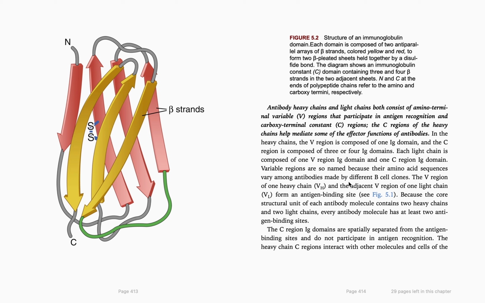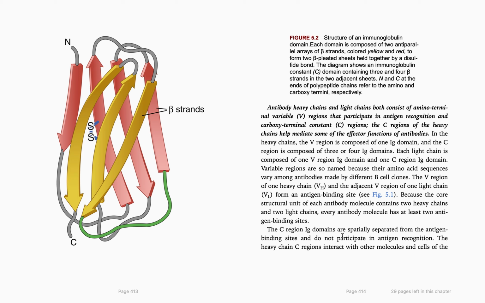Variable regions are so named because their amino acid sequences vary among antibodies made by different B cell clones. The variable region of one heavy chain and the adjacent variable region of one light chain form an antigen binding site. We already saw it in figure 5.1. Because the core structural unit of each antibody molecule contains two heavy chains and two light chains, every antibody molecule has at least two antigen binding sites.